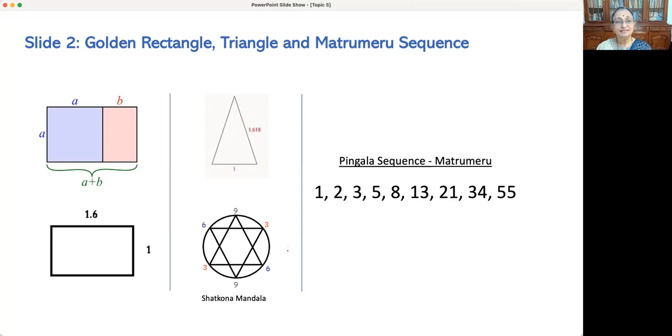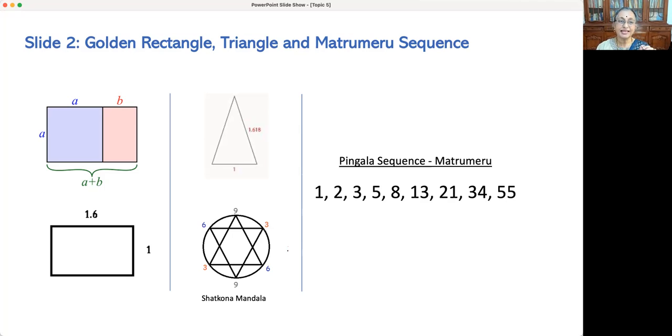Before studying the examples of golden ratios in Indian temples, let's first look at the interesting history behind golden ratios. An ancient Indian mathematician called Acharya Pingala from 2nd century BCE discovered a never-ending sequence of numbers in the form of 1, 2, 3, 5, 8, 13, 21, 34, 55, and so on. He called the sequence Matrumeru.